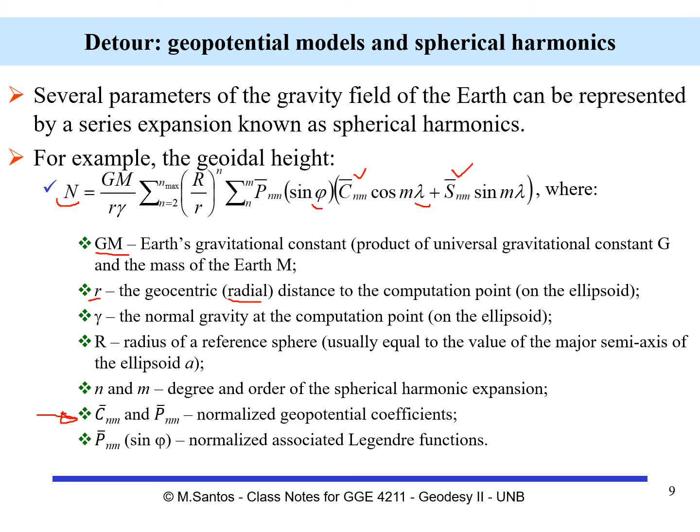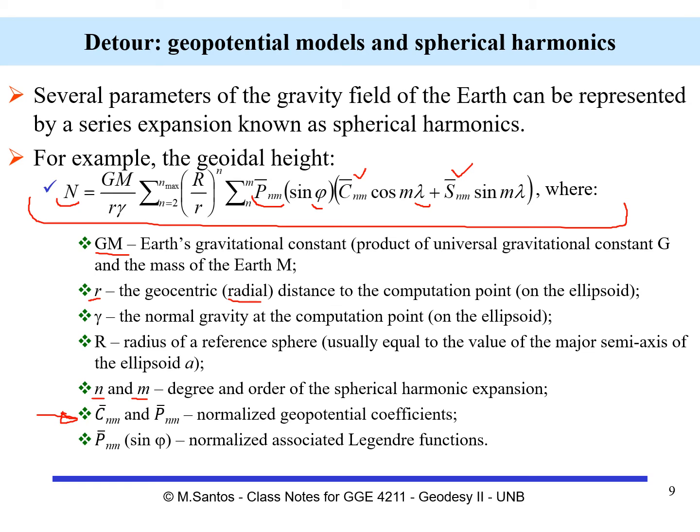Gamma is the normal gravity. R is the radius of a reference sphere, which is usually taken as the value of the major semi-axis of the reference ellipsoid. And n and m are degree and order of the spherical harmonic expression. So this expression here is what we call a spherical harmonic expansion, actually. So this P̄nm is the normalized associated Legendre functions.